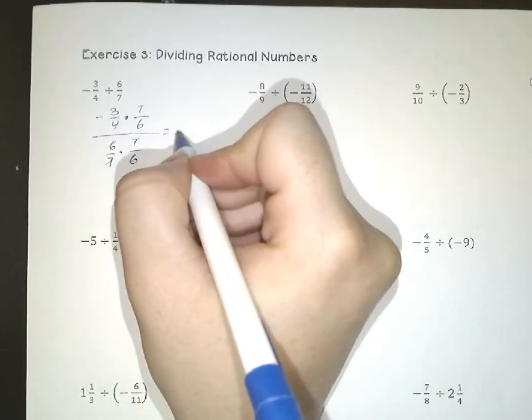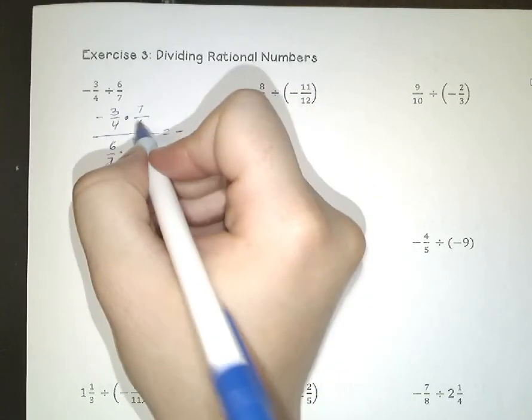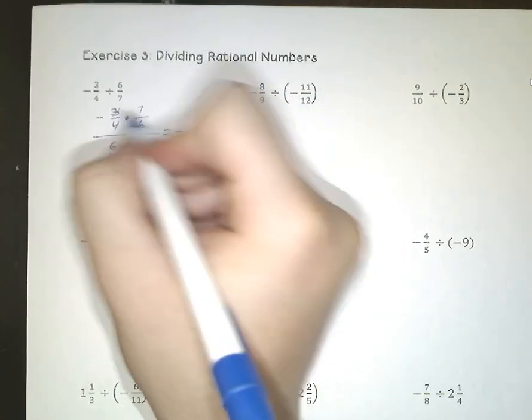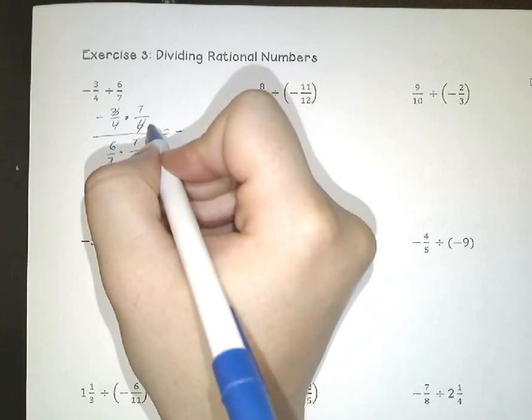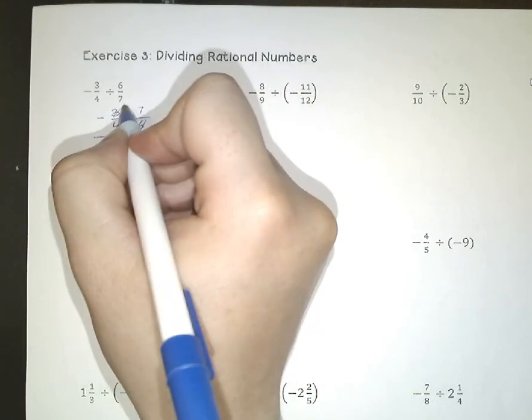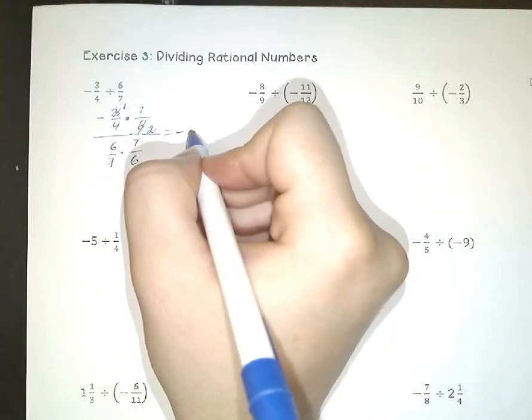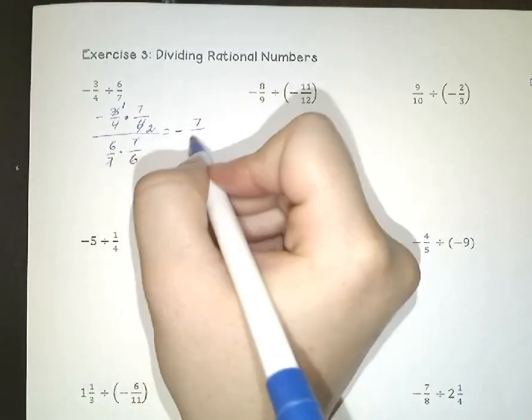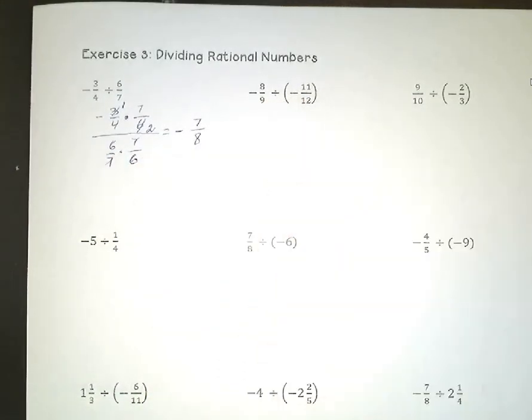My answer is going to be negative because I'm multiplying different signs. I can simplify 3 and 6 by dividing both numbers by 3. 6 will become 2, 3 will become 1. 1 times 7 is 7, 4 times 2 is 8. My answer is negative 7/8.